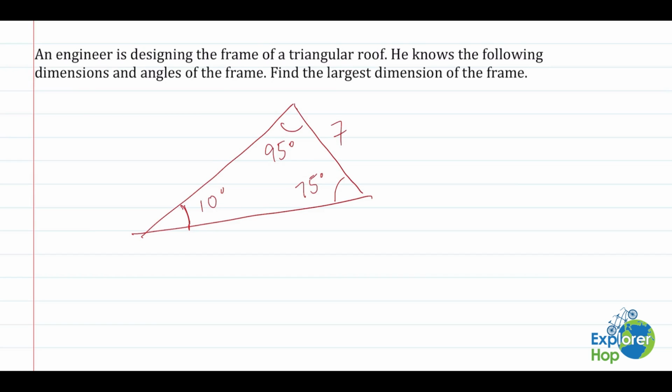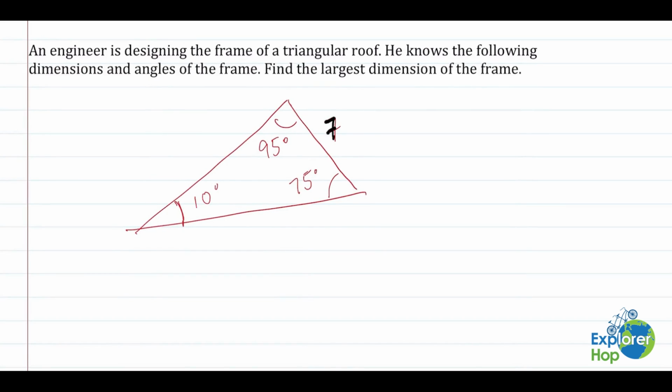So we have a triangular frame here that an engineer is designing. We know one of the lengths of the triangle, which is 7. Then we know the other three angles, and we are supposed to find the largest dimension of the frame.